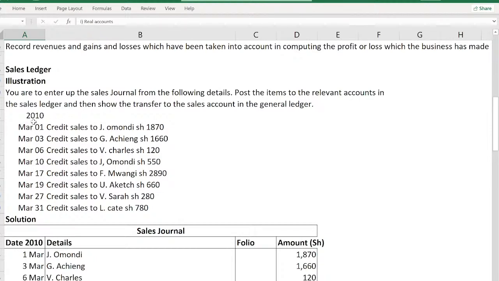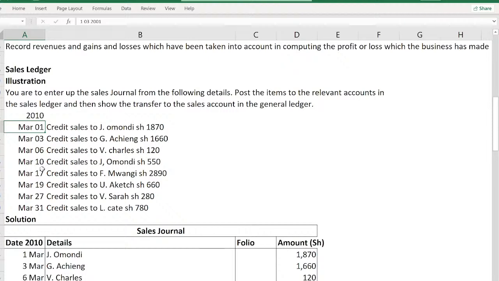details. 2010 on March 1, we have credit sales, J. Amondi for shillings 1870. Date 3, we have credit sale to G. Achieng 1660. March 6, credit sale to V. Charles 120. March 10, credit sale to J. Amondi 550.